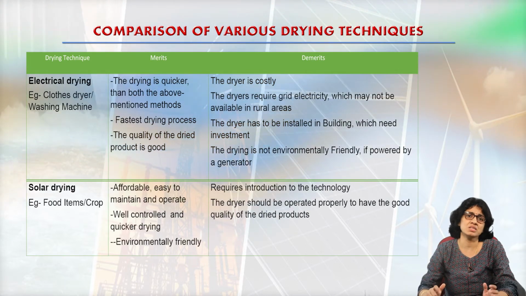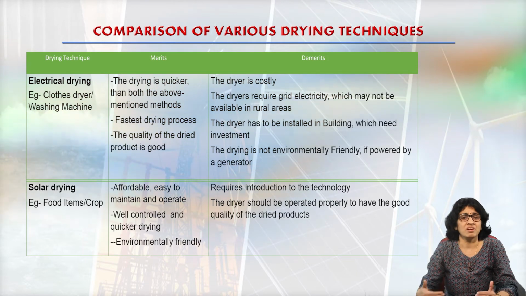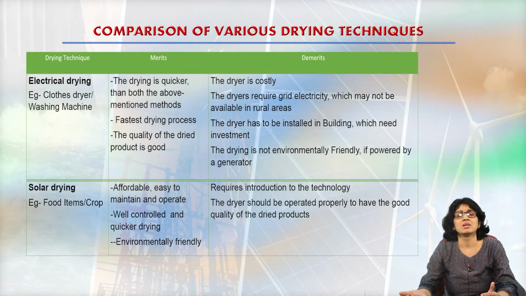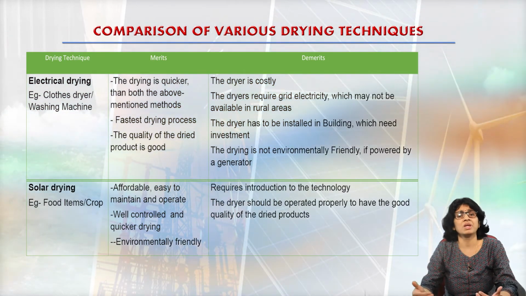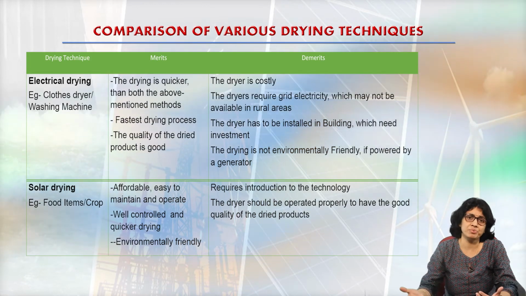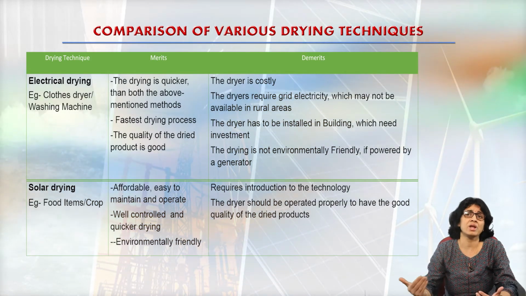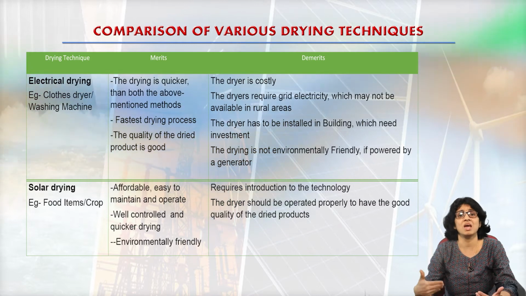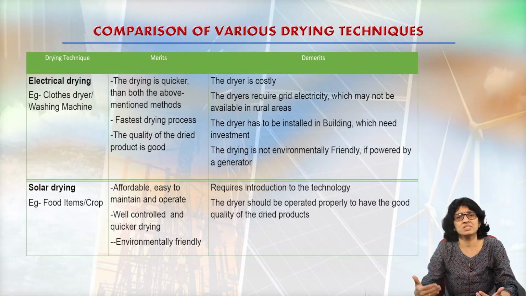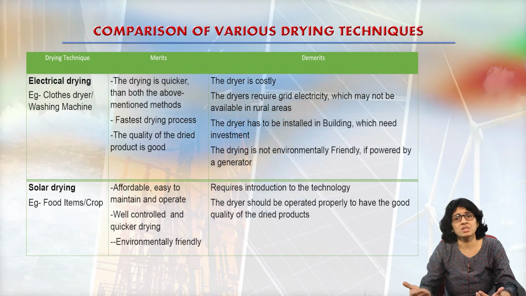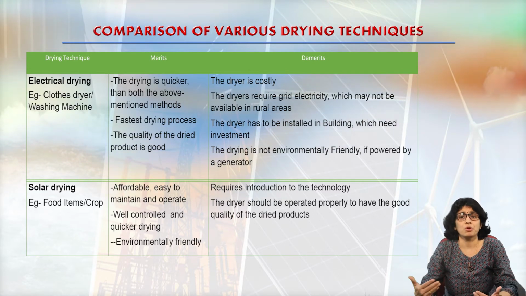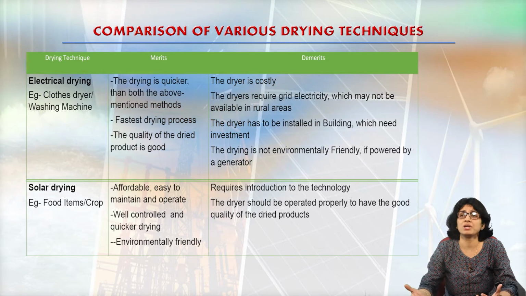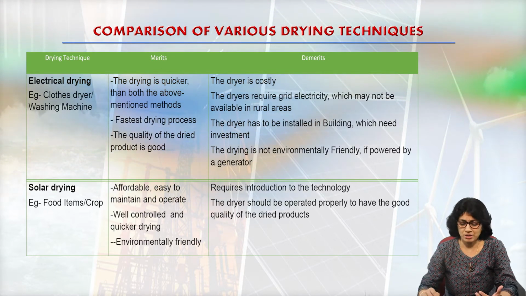The fourth one is the solar drying. The advantages of the solar drying is it is affordable, easy to maintain, easy to operate, it is well controlled and quicker drying, it is environment friendly. The disadvantages are it requires introduction to technology, the dryer should be operated properly to have good quality of dried products. The examples are food items, crop drying, etc.